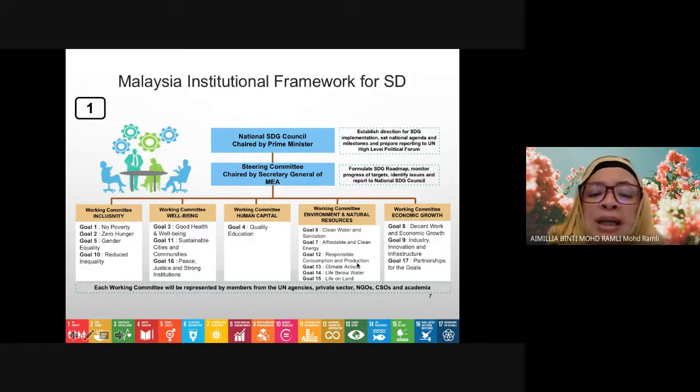So it is working. The country is trying to implement SDG by dividing it into 5 sectors. For example, inclusivity is the first, and then we have all the SDG here. Okay, no poverty, zero hunger, gender equality, reduce inequality. So well-being for good health, well-being, sustainable cities, peace, and so on. So human capital, quality education, and then we have environment and natural resources, clean water, sanitation, affordable energy, responsible consumption, climate action, life below water, life on land, and then finally we have economic growth, decent work and economic growth, industry innovation, and infrastructure, partnership for the goals. Each working committee will be represented by members from UN agencies, private sector, NGO, CSO, and academia. So all of these people will also be in the committee.